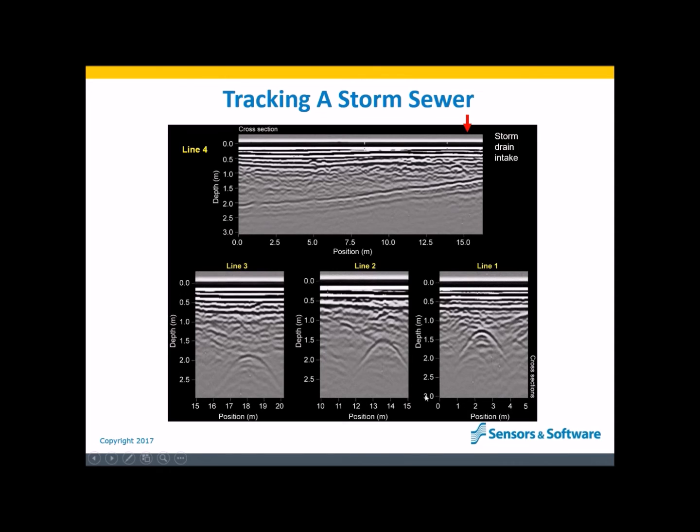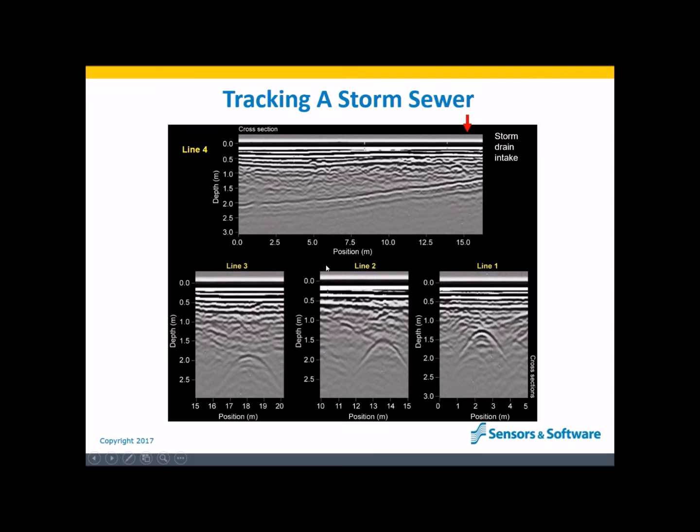Number 3, the shallowest hyperbola is the strongest, and the deepest hyperbola is the weakest. This is not surprising. It's because of attenuation. The energy that reflected from the utility at its deepest point traveled that depth twice, and it's being attenuated the whole way. So it's not surprising that that signal is weaker.